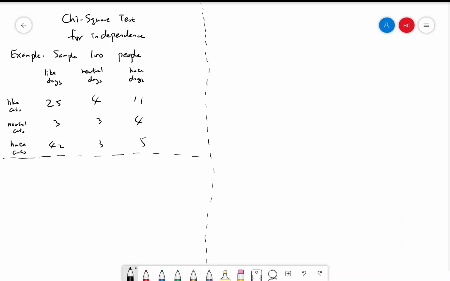Okay, so we want to decide whether the rows and the columns are independent or not. So you want to be able to conclude that liking dogs and liking cats are dependent, which means whether you like dogs affects the probability of whether you like cats, and H naught is the opposite. So it's the same statement except they are independent.